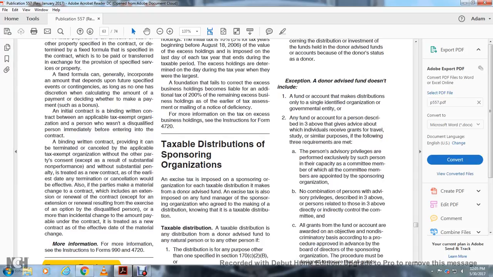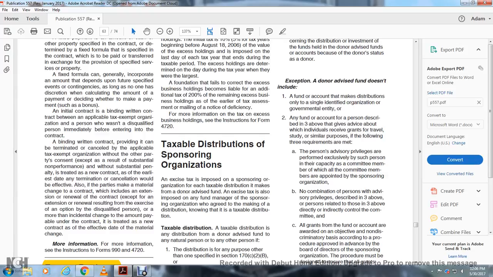Exemptions. A donor advised fund does not include a fund or account that makes distributions only to a single identified organization or government entity. Nor does it include any fund or account with advice from a person described above that is given regarding individuals receiving grants for travel, study, or similar purposes, if the following three requirements are met.